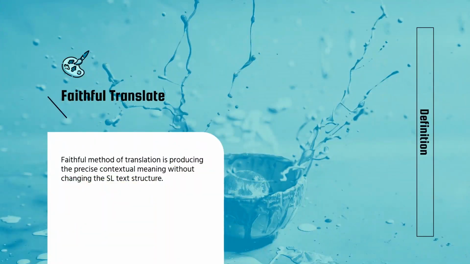Now I'm Yusela Fahma and I will explain the next material, that is faithful translation. Faithful translation is producing the precise contextual meaning without changing the source language text structure. The translation of this method sometimes still feels unfamiliar and stiff because this method of translation sticks to the intent and purpose of the source text.